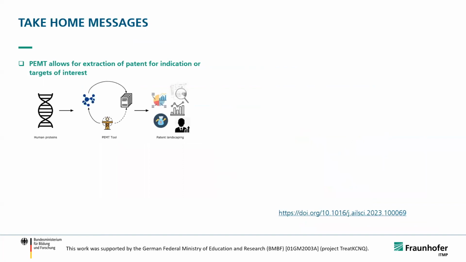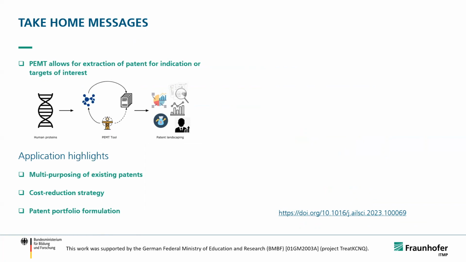In summary, what the PEMT tool allows is to extract patents for a given indication or a target area of interest and do a patent landscaping approach. In this patent landscaping approach, you can identify multipurposing of existing patents, so reusing a particular patent for a compound in a different indication area, for example. You can identify cost reduction strategies where you look into which patents should be prioritized and which should be abandoned based on the market space. Lastly, you can formulate a patent portfolio aggregating all of the patents over the years for a given company.